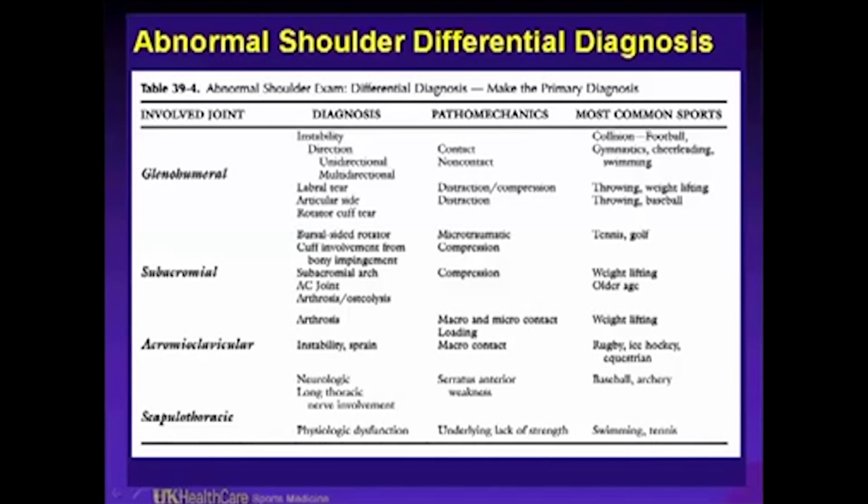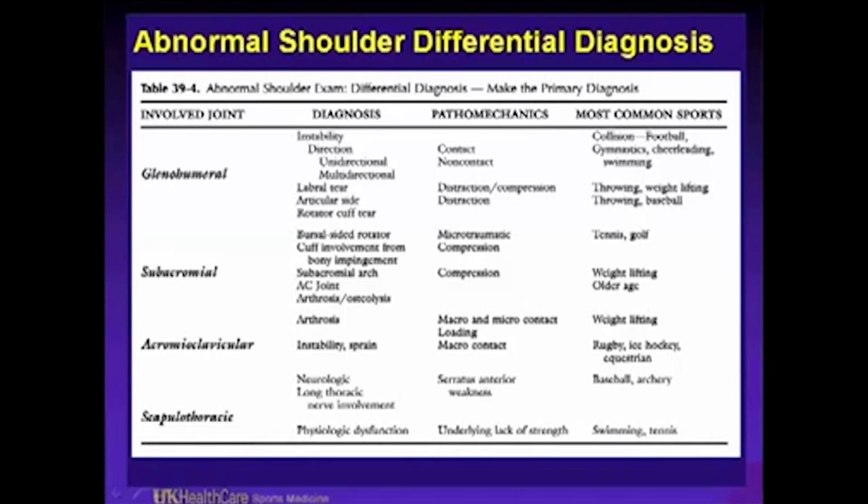Subacromial space. In the older population or weightlifters, we think about this being a compression problem, where if the rotator cuff is not functioning, the space gets to be less, particularly in overhead lifting or throwing. So you have a compression problem from the acromion, clavicle, and CA ligament above.